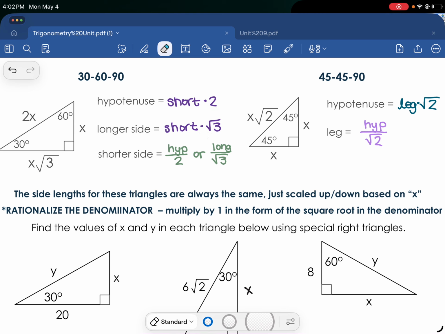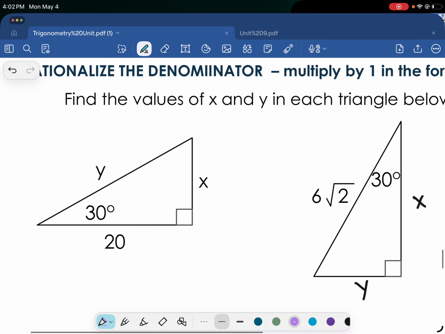Okay. First thing you have to do is decide which type of triangle you have. On this first one right here, you have a 30-60-90. If it helps you and you want to write the 60, go for it. But as soon as you see that 30, it has to be a 30-60-90, because that's the only way for it to make 180 degrees. So we have our short side across from the 30, longer side across from the 60, and this is our hypotenuse across from the 90 degrees.